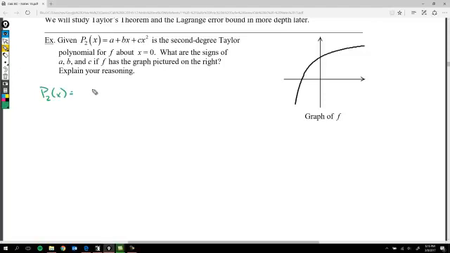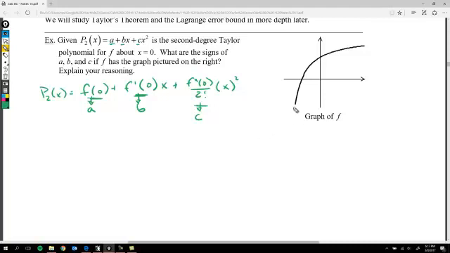A second degree Taylor polynomial will look something like this: f of 0, plus f prime of 0 times x, plus f double prime of 0 over 2 times x squared. So here is my second degree Taylor polynomial centered at 0, which is why I plugged in 0. And if you correlate this, if you look here at my constants, they all match up. So f of 0 is going to be my a value, f prime of 0 is going to be my b value, and f double prime of 0 over 2 factorial is going to be my c value. Those are all going to line up.